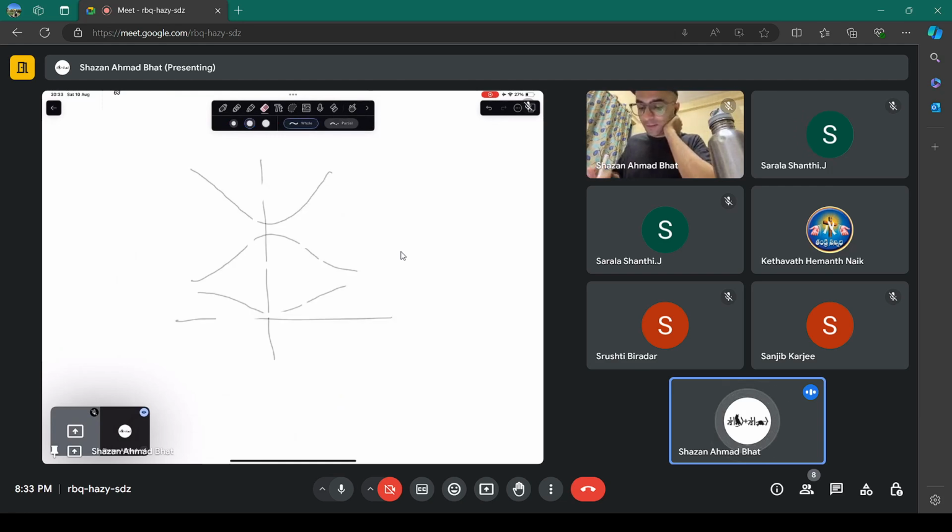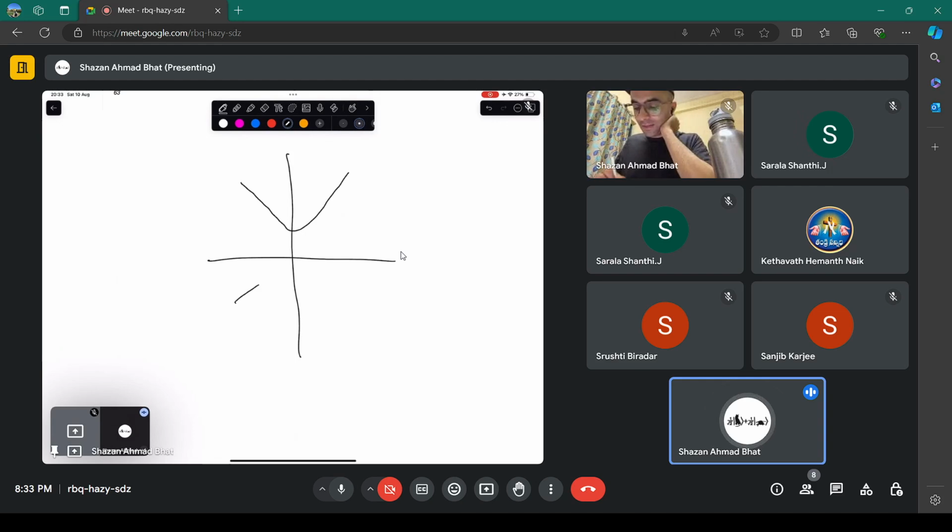Let me not draw this. Let me take just a conduction band here, a valence band here. This particular bottom is a valence band. This particular thing is a conduction band. And this is the first Brillouin zone, minus pi by a to plus pi by a. This is k.